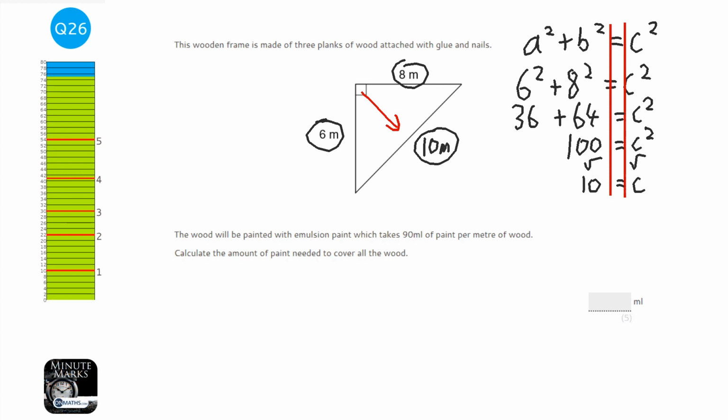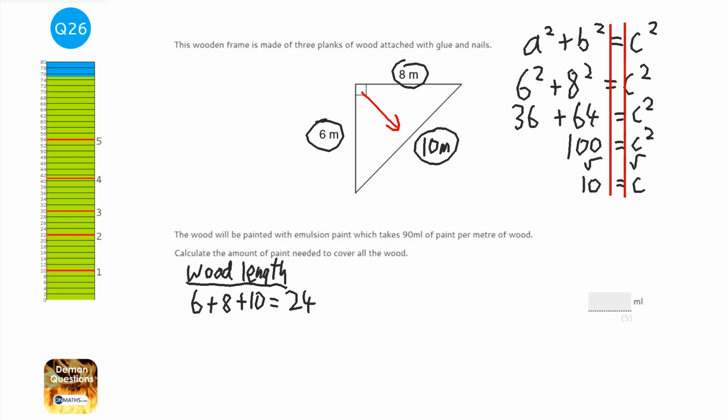And it says it takes 90 millilitres of paint per metre of wood to cover it. So what we're going to have to do is work out how much wood we have. So I'm going to say to the examiner wood length or something. Always try and describe to the examiner what you're doing. So we're going to do 6 plus 8 plus 10. So 6 plus 8 is 14, plus 10 is 24. Okay. And then to work out the amount of paint required, I need to do 24, because we've got 24 meters of wood, times 90, because it's 90 milliliters per meter.